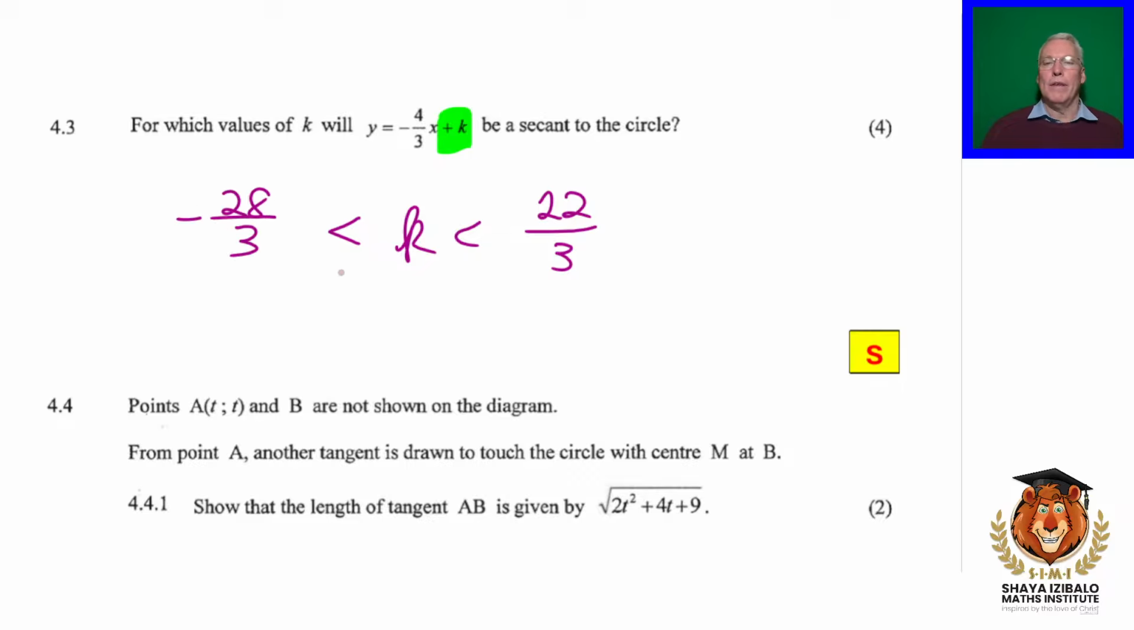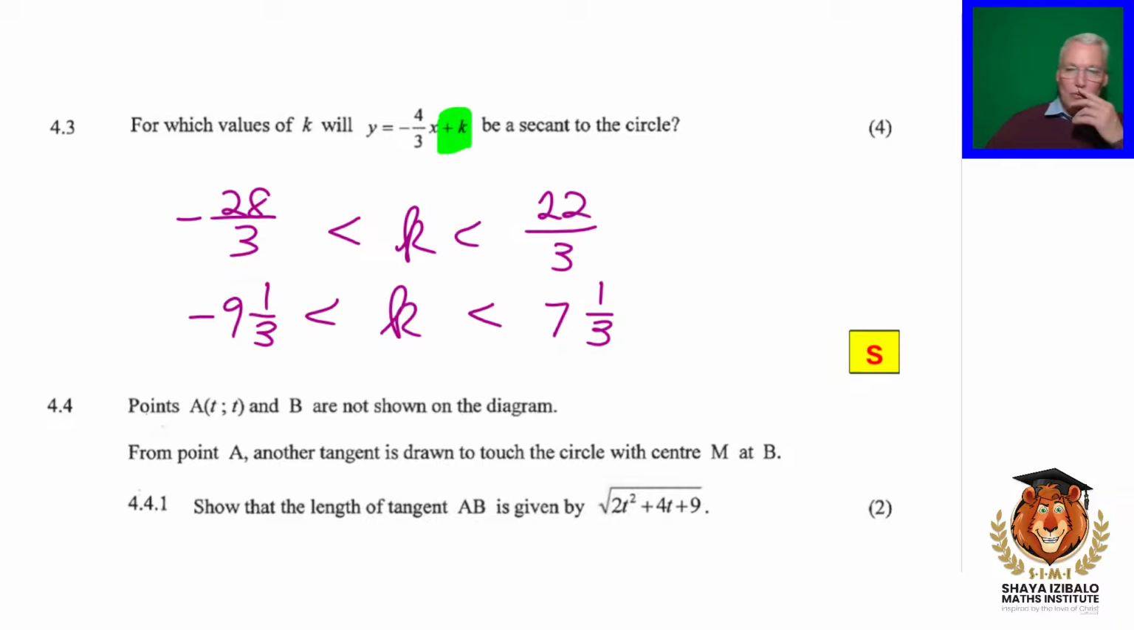And this is actually 10. No, it's not. It's definitely not 10. This is 9. 3 goes into 22. In fact, it's 7 and 1/3. And this is -9 and 1/3. I just want to draw a little picture for you, just show you a kind of sketch here of what's actually going on.